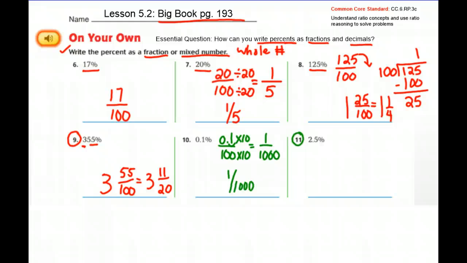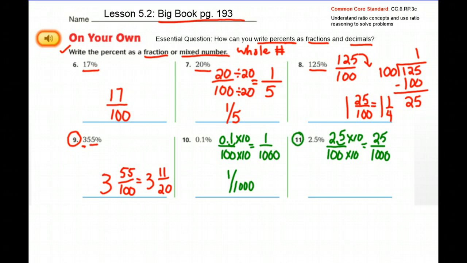Here are the steps that we'd want to work through. We're going to write our percent over 100. We're going to notice that we need to have a multiplier of 10 because I need to bounce it one space to the right, so we're going to make our equivalent fraction times 10. And I'm going to get an answer of 25 over 1,000.